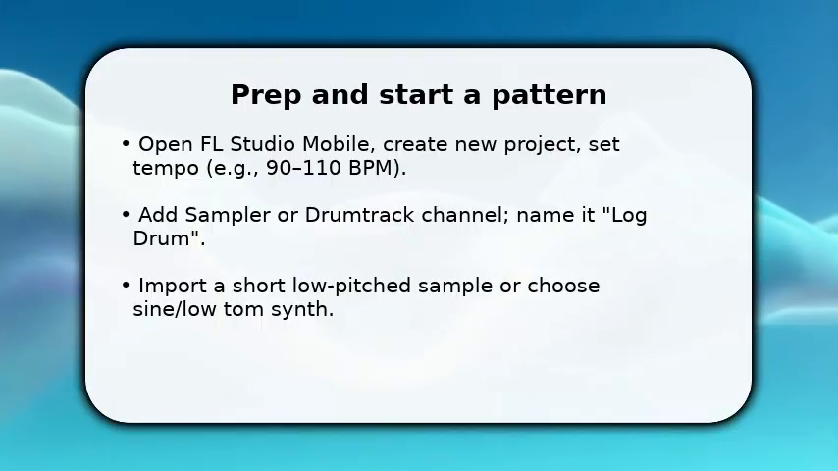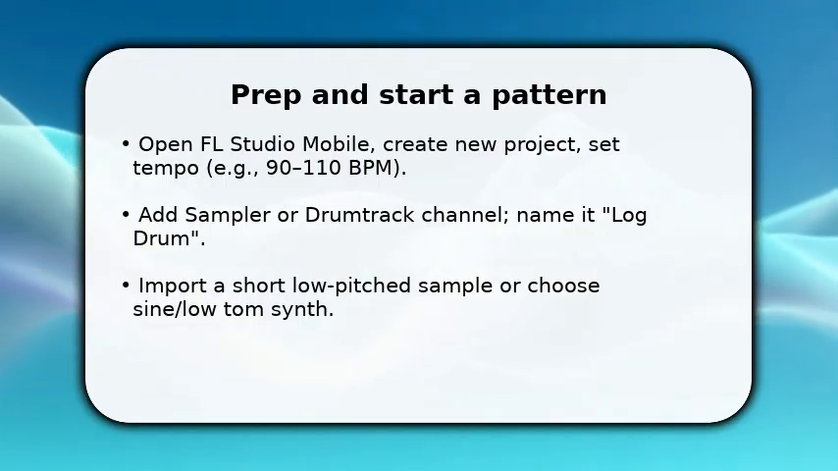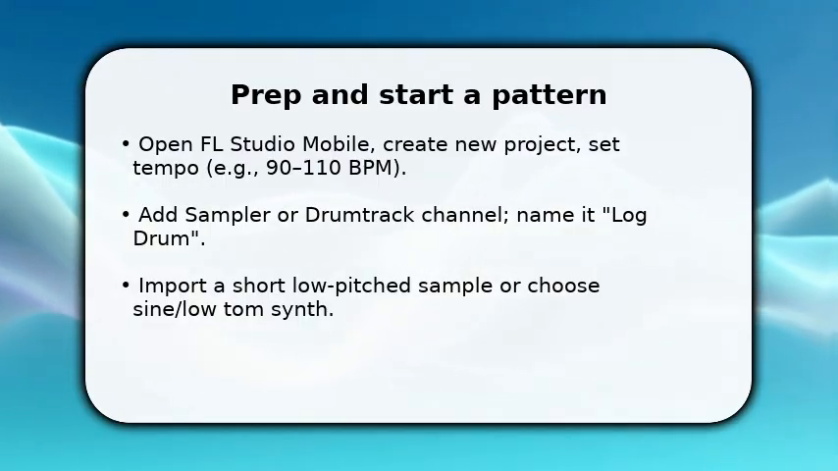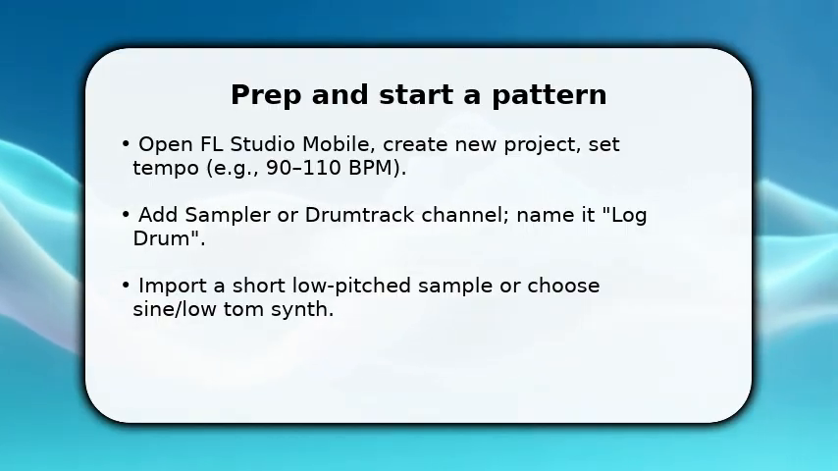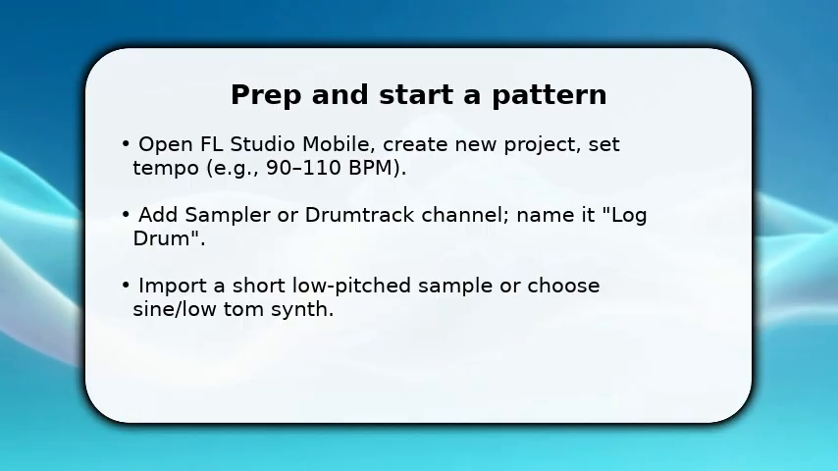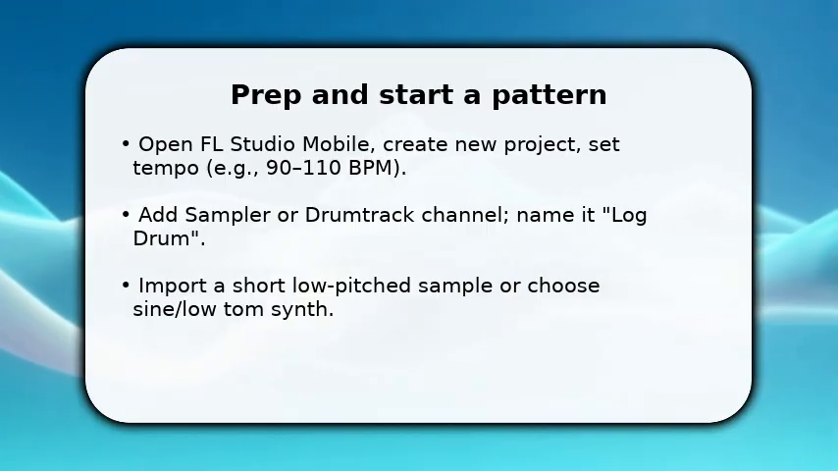You'll begin by creating a pattern and loading sound so you can hear results fast. First, open FL Studio Mobile and set the tempo. 90-110 BPM is a good range. Add a sampler or drum track channel and label it log drum so you stay organized.